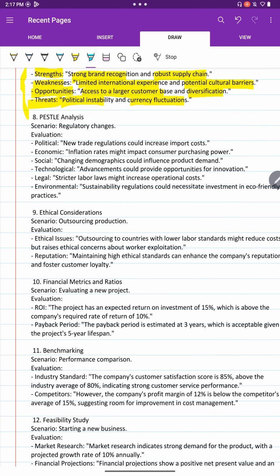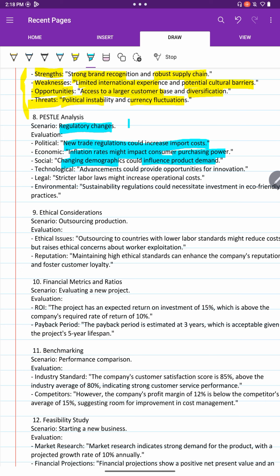Okay. So we have the PESTLE analysis. We can do the evaluation on these bases also. For example, if there is a scenario with some regulatory changes, how can we use PESTLE analysis for its evaluation? New trade regulations could increase the import cost, and inflation rates might impact consumer purchasing power. This is the economic factor. Social factor, changing demographics could influence the product demand.